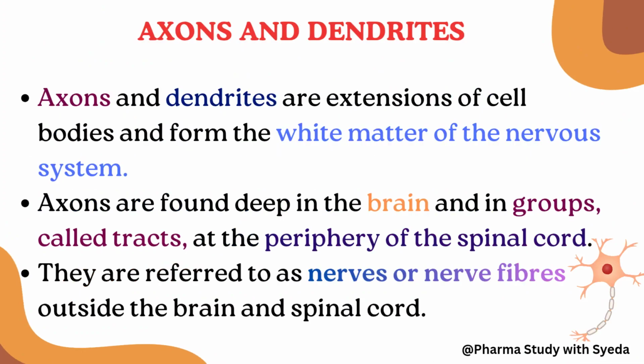Axons and dendrites are extensions of cell bodies and form the white matter of the nervous system. Axons are found deep in the brain and in groups, called tracts, at the periphery of the spinal cord. They are referred to as nerves or nerve fibers outside the brain and spinal cord.